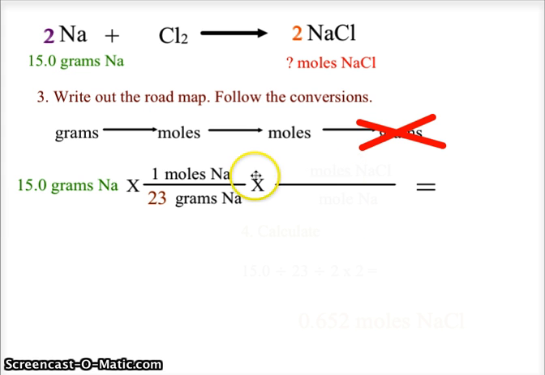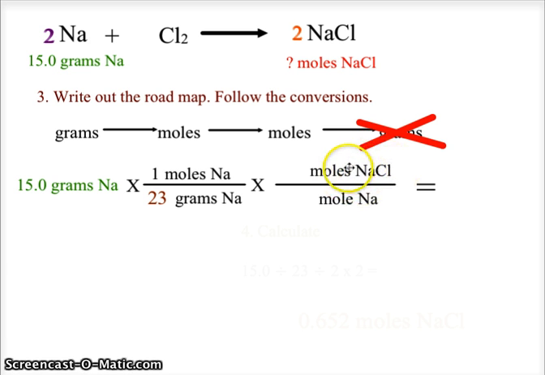We now need to change from moles to moles. And what we use to change from moles of sodium to moles of salt is what is called the mole ratio, where we are going to use the coefficients from the balanced chemical equation in a ratio to convert from one substance to another substance. So we're trying to cancel moles of sodium, and we want to get moles of salt.